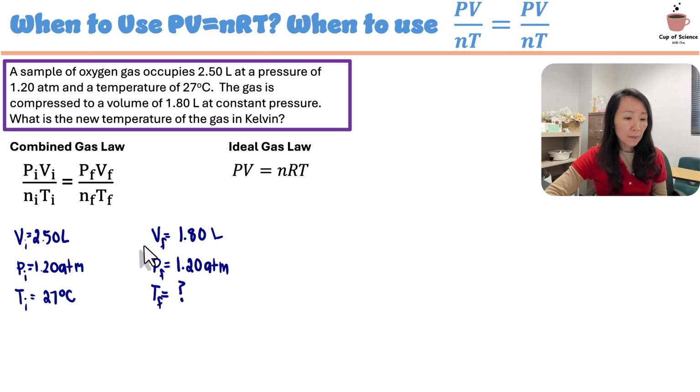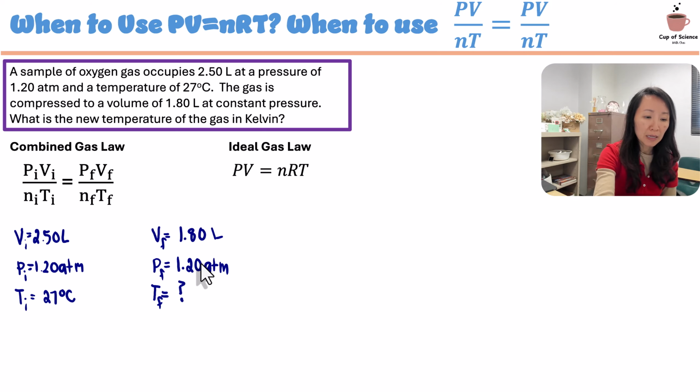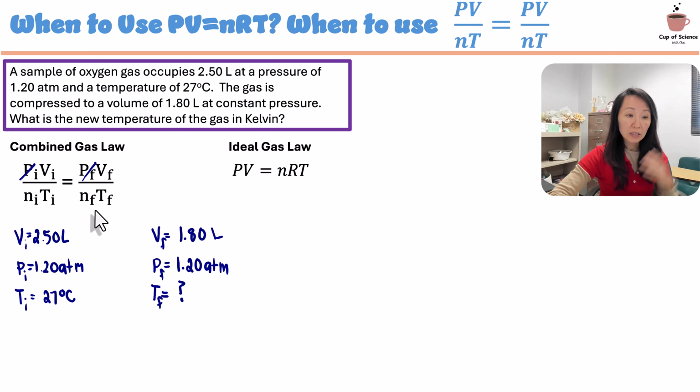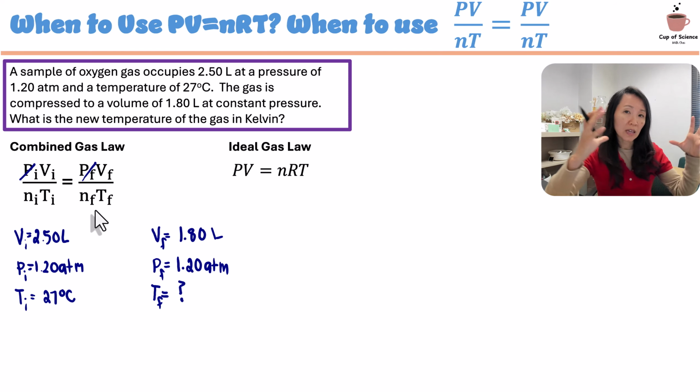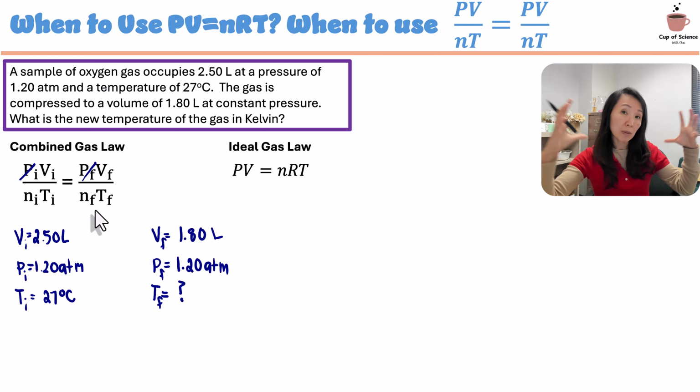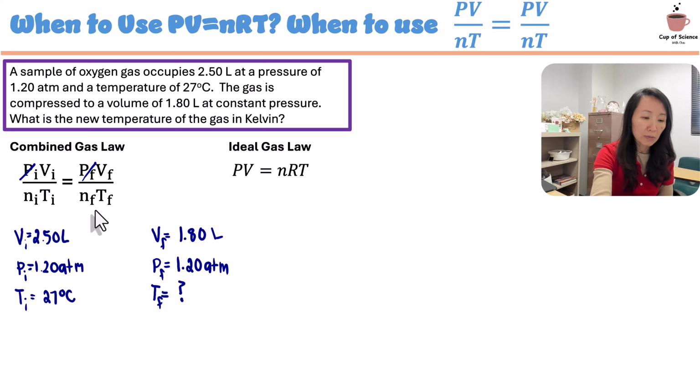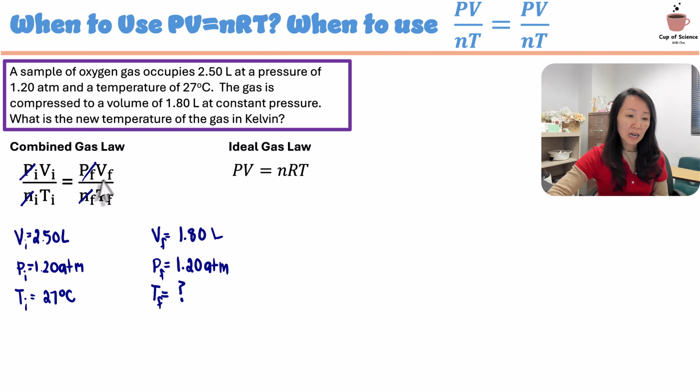If you look here, the pressure is going to be the same. They're constant. So we don't need P, so I'm going to cross out P. We definitely don't need moles either. It doesn't even talk about moles. It's just saying the gas is being compressed, so the moles are going to be the same. The only difference is the Vi, Ti, Vf, Tf. So with that, we'll go and set up an equation.